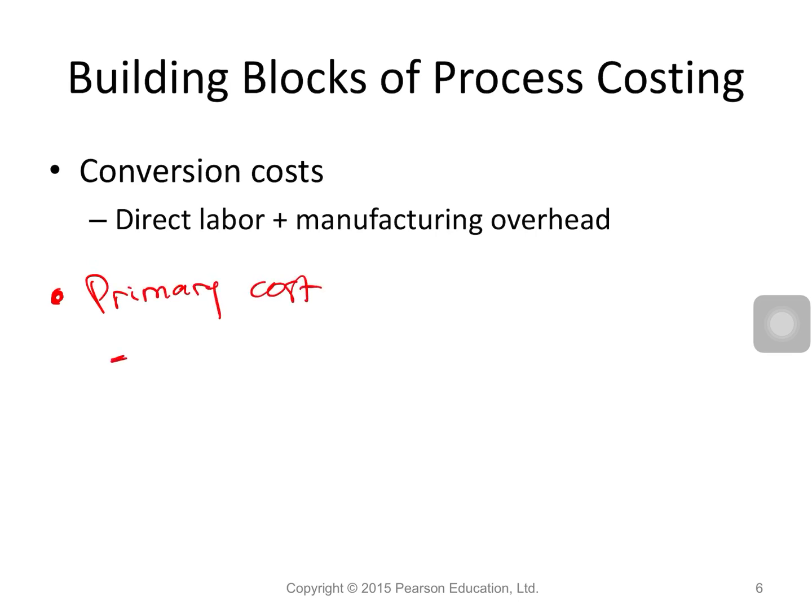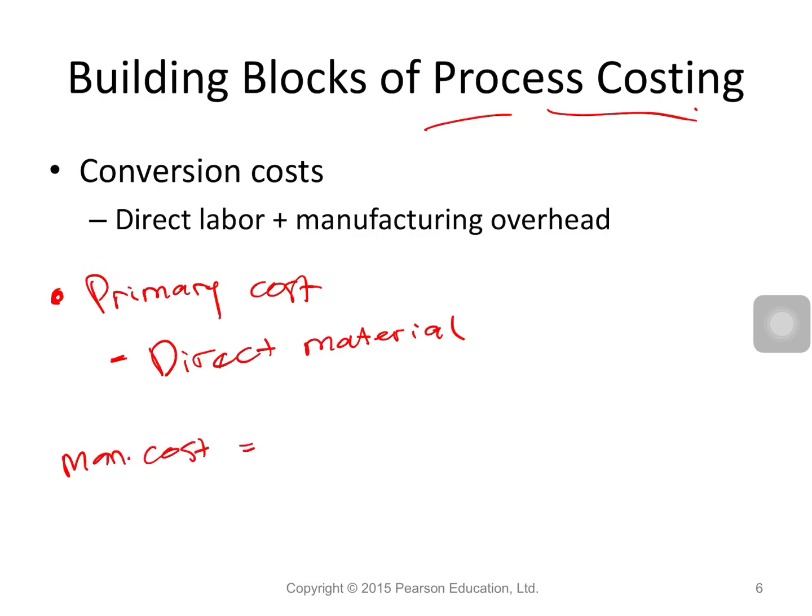So primary cost is the direct materials. That is why in process costing, in some books, the manufacturing cost will be direct materials plus conversion costs, or sometimes they put primary cost here. So you have to be familiar with this word.